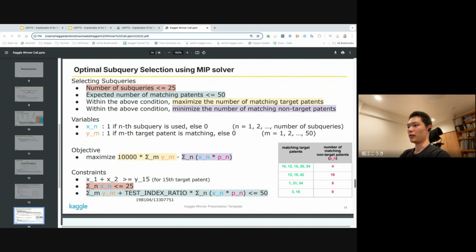Now that the formulation is done, all that remains is to use an MIP or ILP solver, which can easily be done using Python and SciPy.